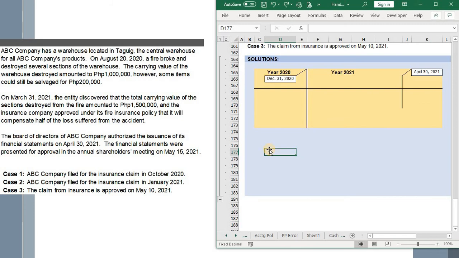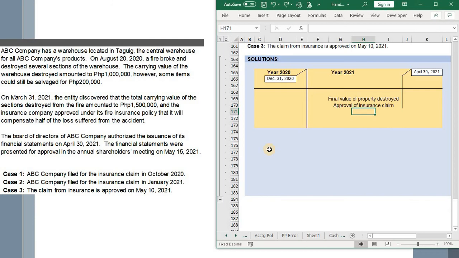First is the determination of the total carrying value of the property destroyed and the approval of the insurance claim. So these are the two events that occurred after the reporting period. Again, that is the determination of the final value of the property destroyed and the approval of the insurance claim. So we need to determine whether these two are adjusting or non-adjusting event.